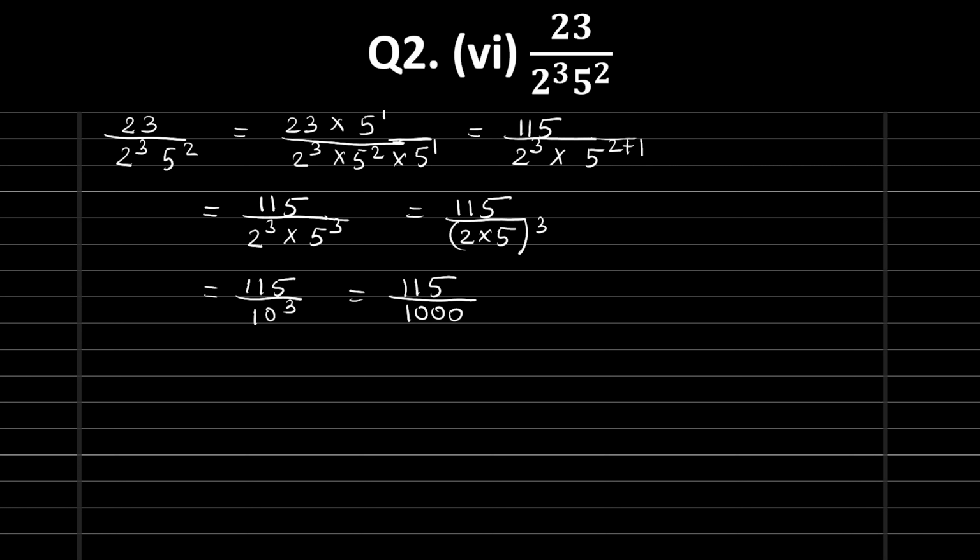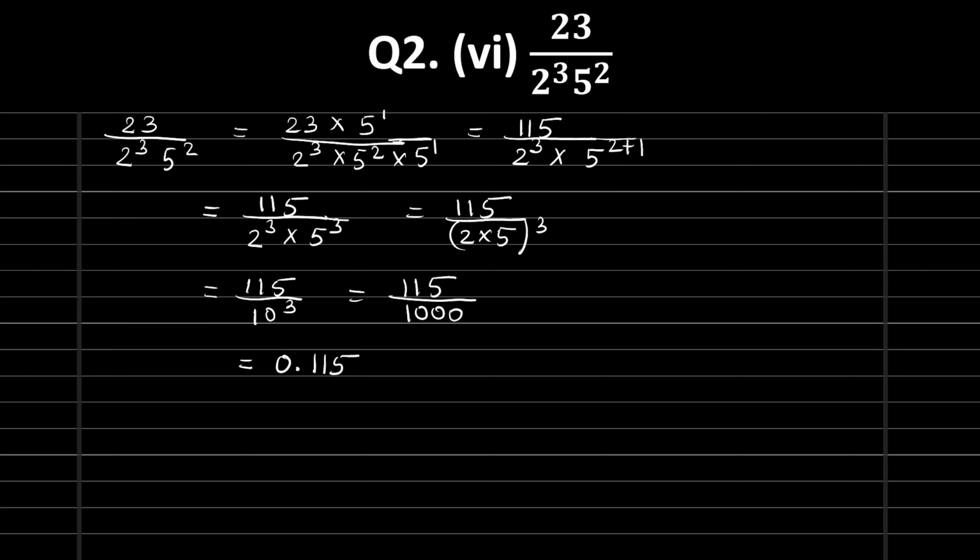Now, what will we do? Since we have 3 zeros in the denominator, we will shift the decimal point, which is after 5, 3 places towards the left side. So, therefore, we will be doing it as 0.115. This will be the decimal expansion of 23 upon 2 raised to 3 into 5 raised to 2.